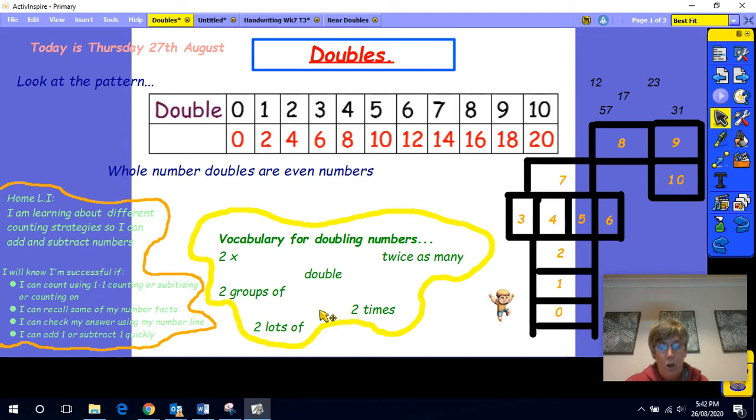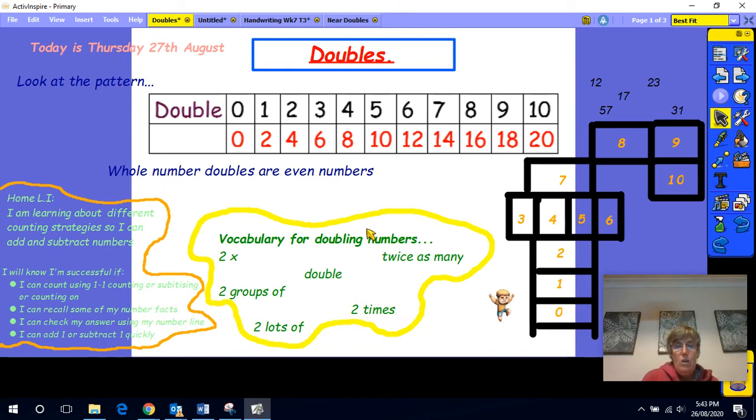Now, these are some of the words, some of the vocabulary that you would hear when we're working with doubles in maths. You might see this symbol, the number 2, and then that cross symbol, which means that there's two groups of. And down here, there's the words two groups of. Double, twice as many. That means there's two times, or there's two lots of. So when we're doubling something, we've got a certain amount and then that same amount again, adding them together.